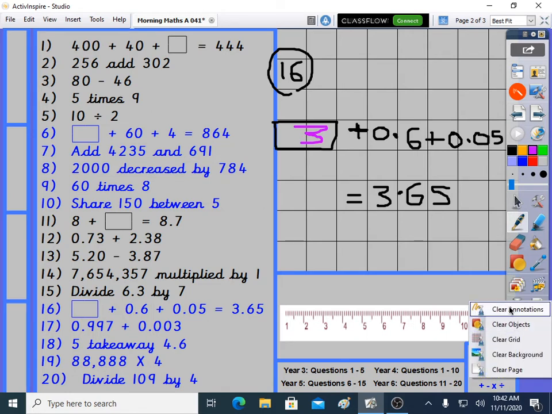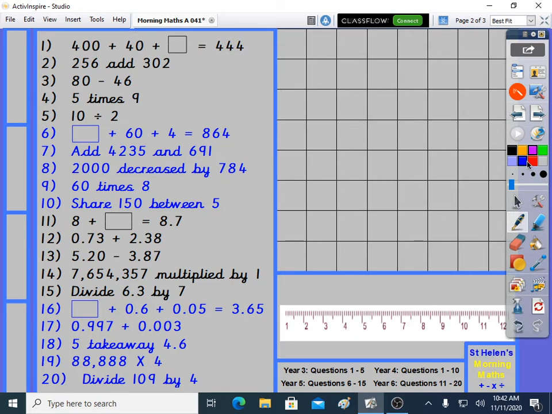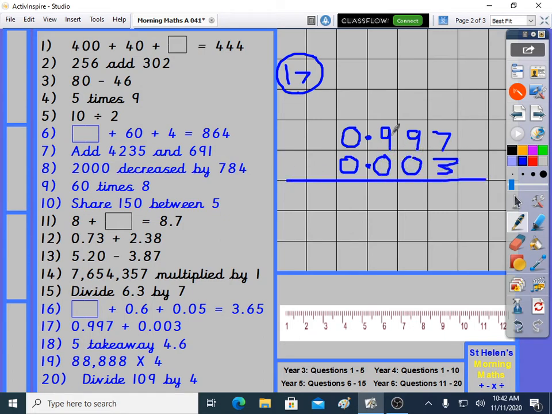Have we got more number bonds on number 17? I think so. 0.997, which is 997 thousandths, plus 0.003. This is number bonds to 1,000, or in this case, number bonds to 1 whole, because we're dealing with thousandths. 1 whole, isn't it? This is a thousandths column. So you can say it's 997 thousandths and 3 thousandths.